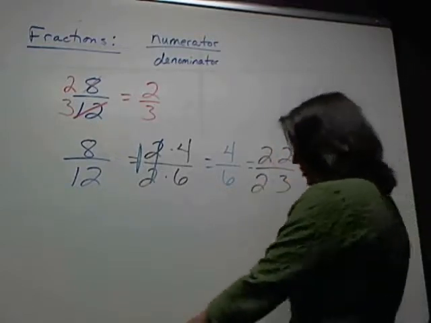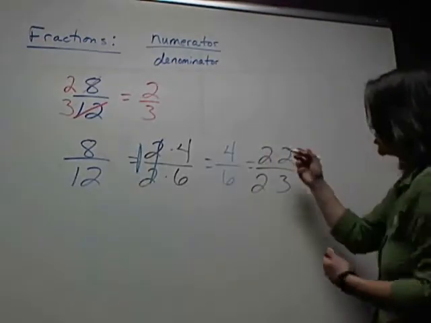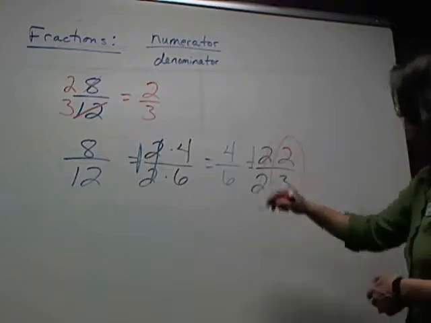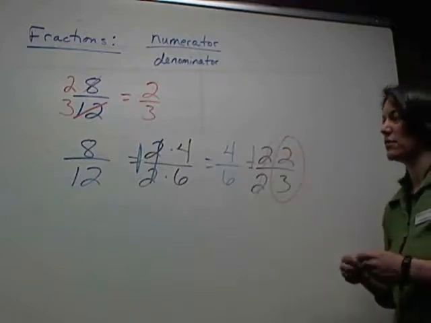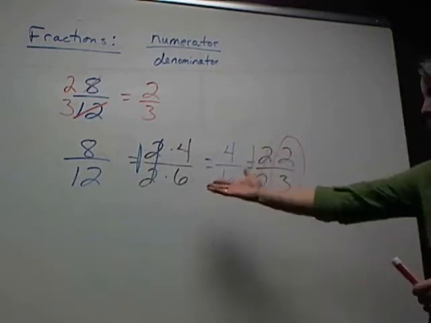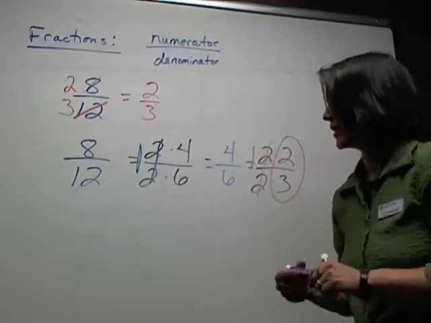And once again, I have a 2 on top and a 2 on the bottom, which cancel out and give me 1. 1 times anything is the anything, so I'm left with 2/3. Wait a second, could that have seemed faster up here? What happened when I redid it this way?